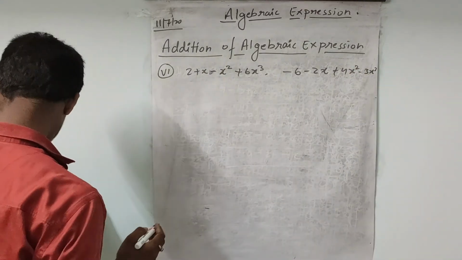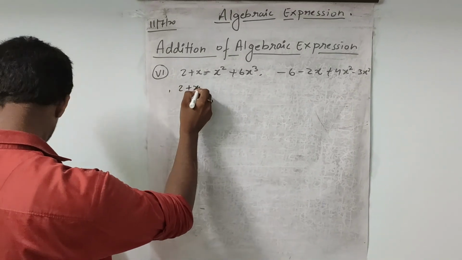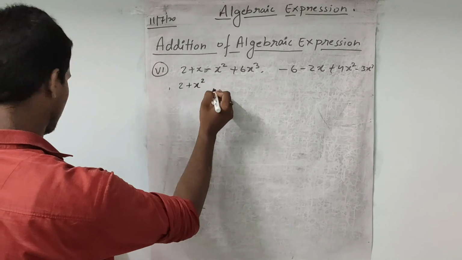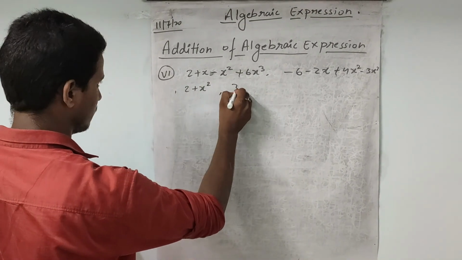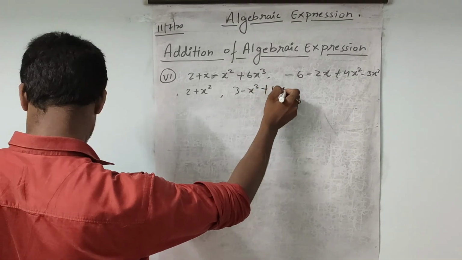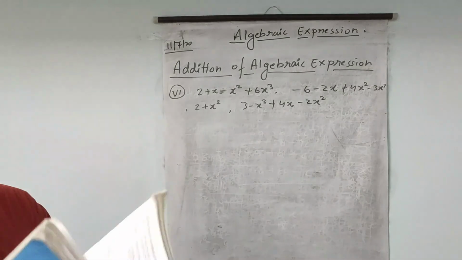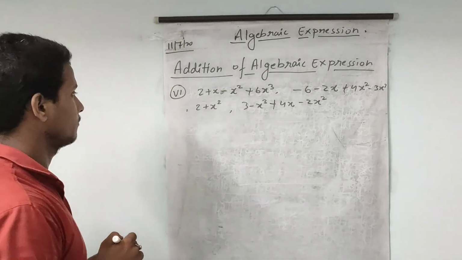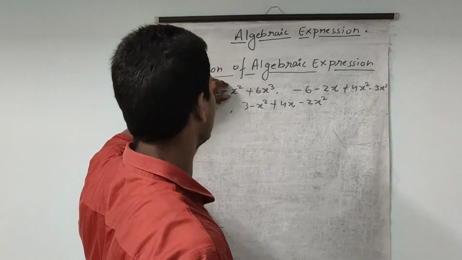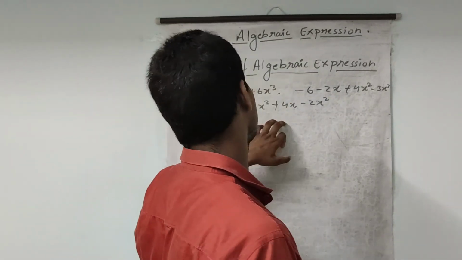Okay. Now next is 2 plus x square. Now next is minus 3x cube plus 4x minus 2x square. So these terms are given. The first is a quadrinomial, the second is also a quadrinomial, the third is a binomial, and the fourth is also a quadrinomial.